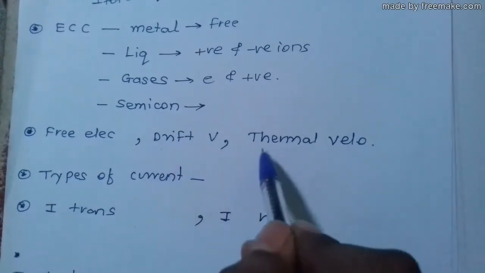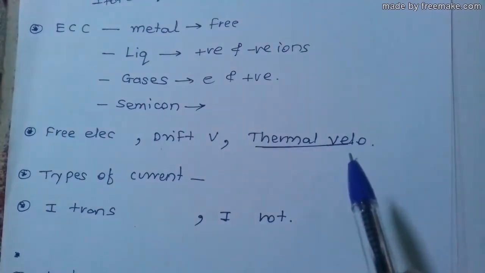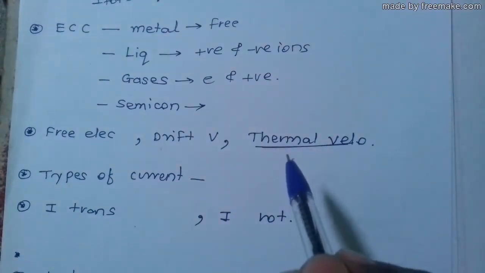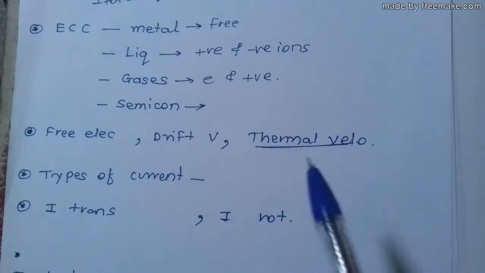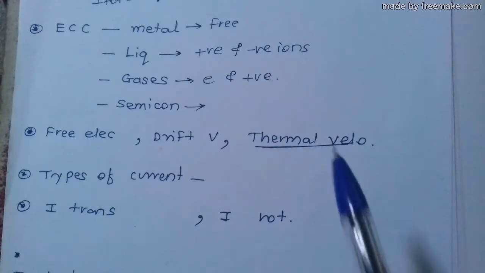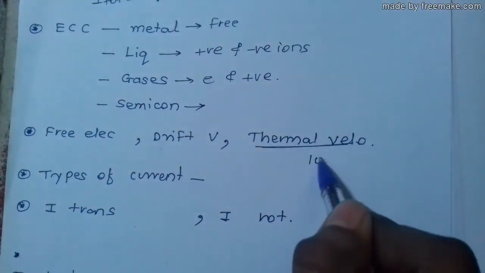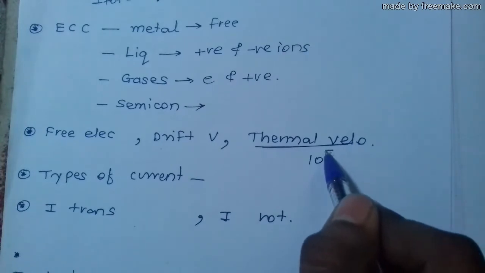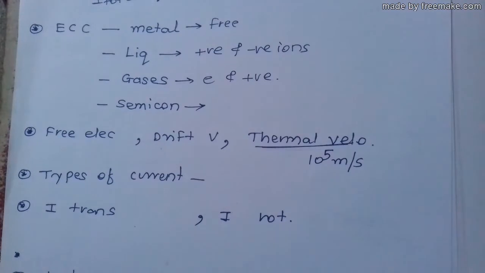Okay. Then what is thermal velocity? Velocity of free electrons which is due to thermal energy is called thermal velocity. It is about 10 raised to 5 meter per second.